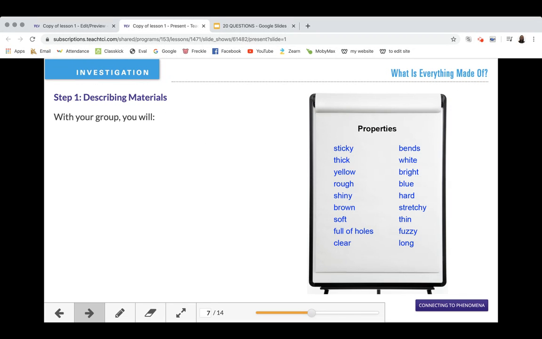So these are some examples of property words. So words like it's thick, or it's sticky, or it's yellow, or it's rough, or shiny. Colors are really good ones, so brown and blue.